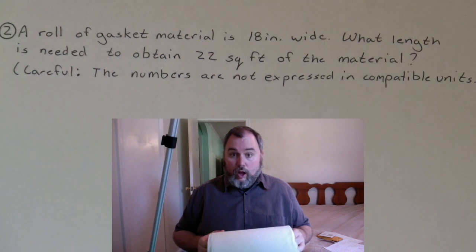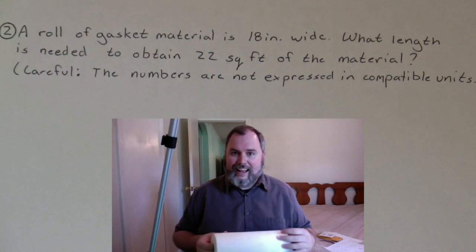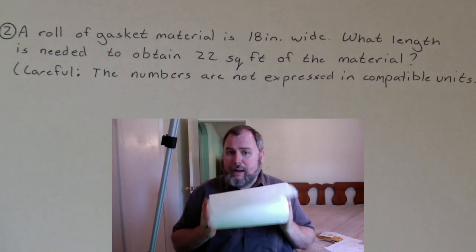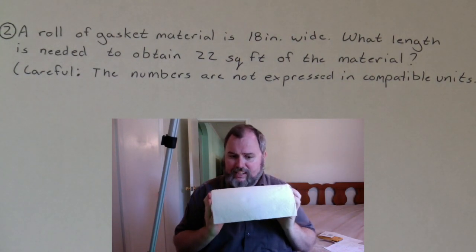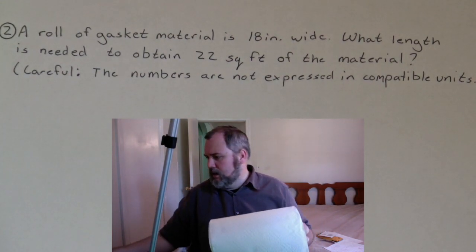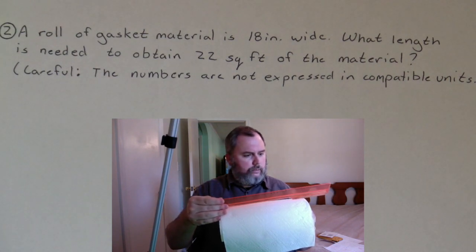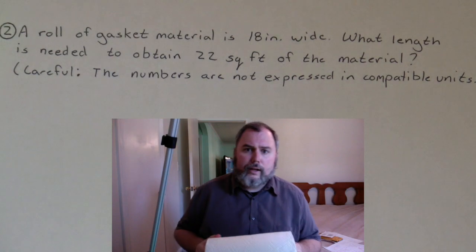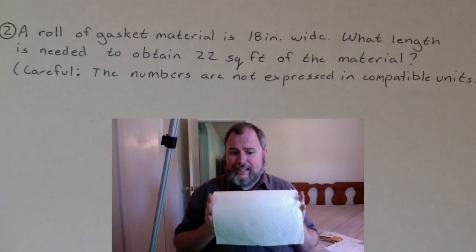So the way this works, this problem is saying a roll of gasket material. Think of it like this. Let's change the problem slightly. It's a roll of paper towels. Okay, this is something you do understand. It's a roll of paper towels that's 18 inches wide. Actually, it's probably a little bit shorter, about a little over 12. Anyway, we're just going to imagine that it is 18 inches wide.